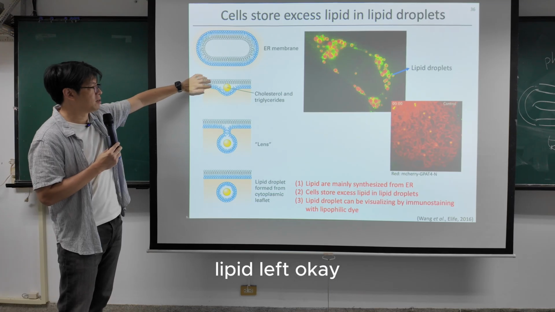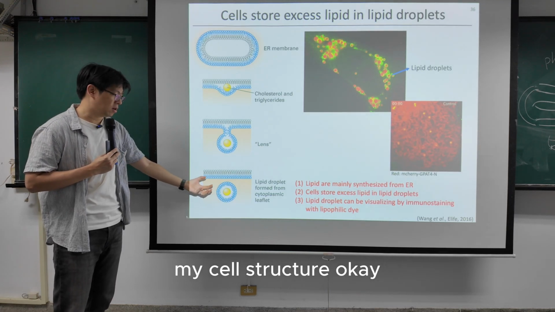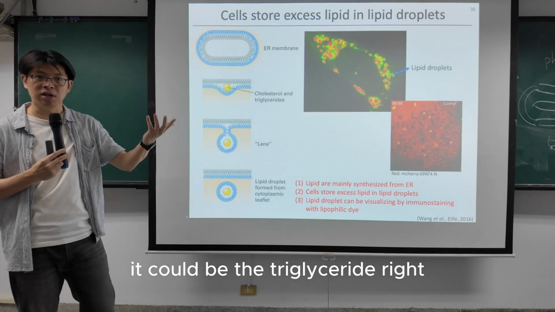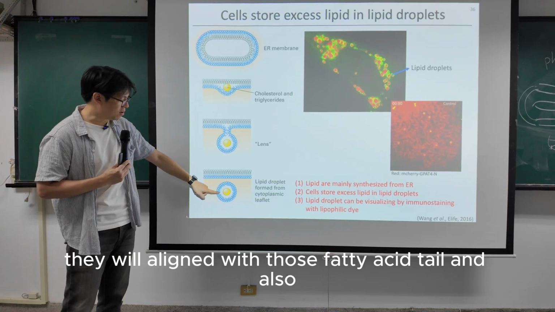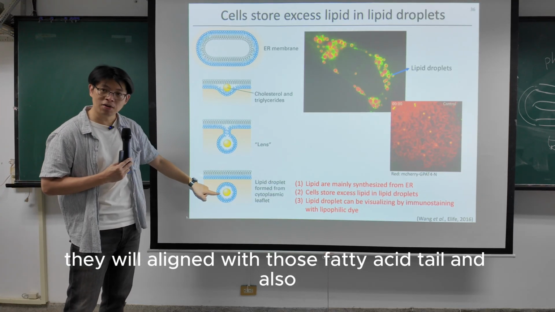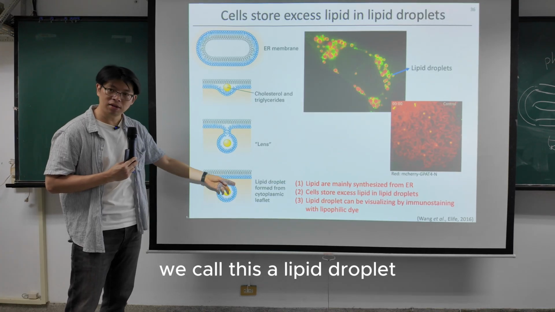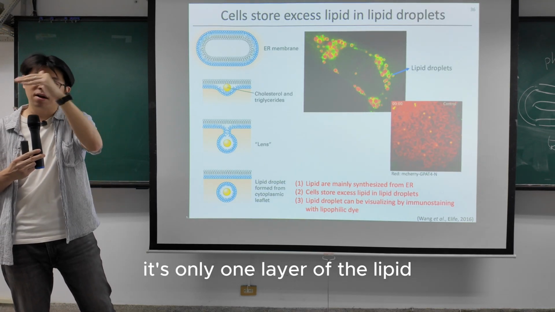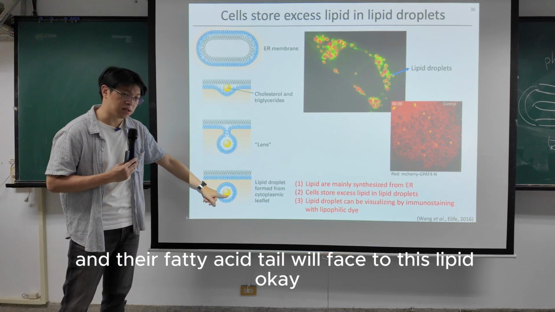rafts. Okay, and finally they can build up such a micelle structure. This will be the lipid here. It could be cholesterol, it could be triglyceride. Those lipids are hydrophobic, so they will align with the fatty acid tails, and they build up what we call a lipid droplet. It's a kind of micelle. It's not a lipid bilayer. It's only one layer of lipid, and the fatty acid tails will face the lipid.